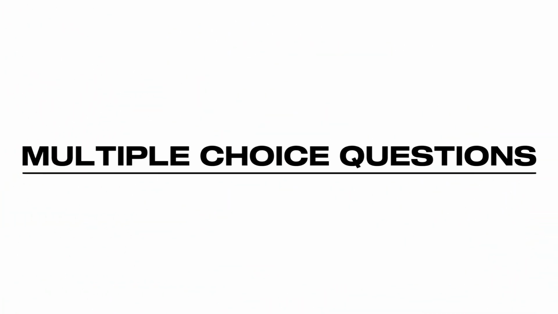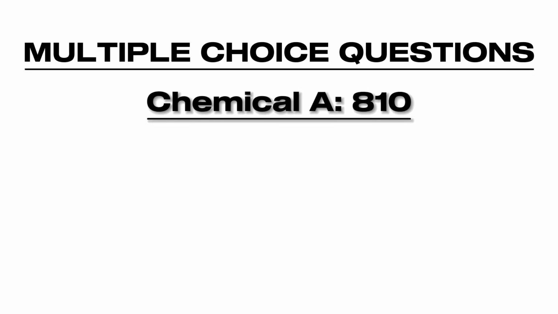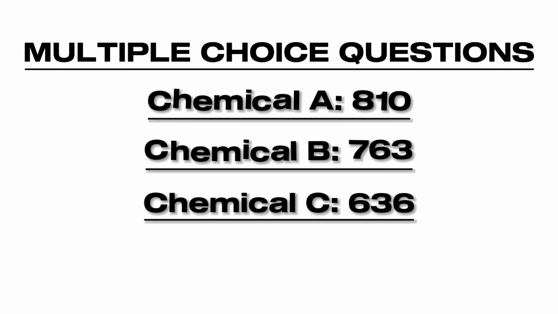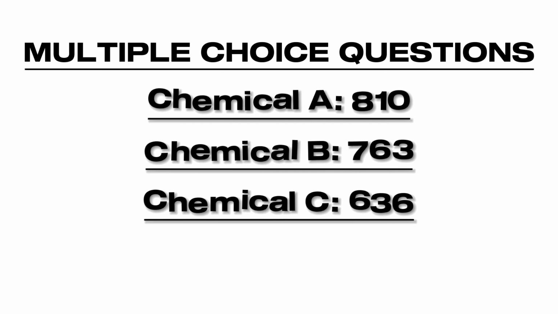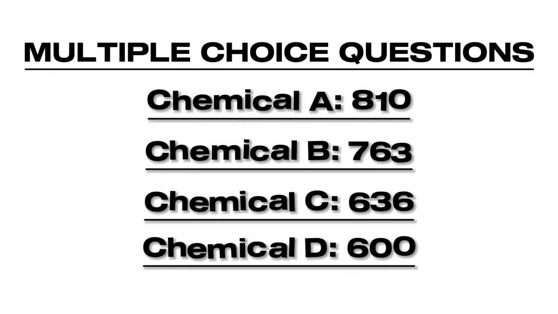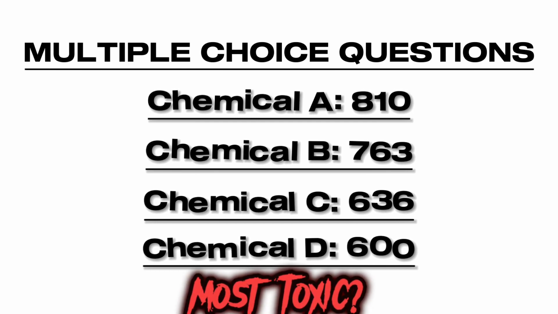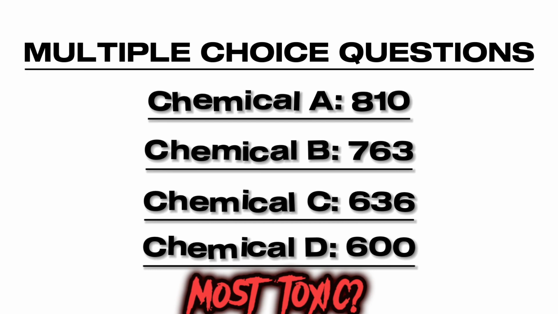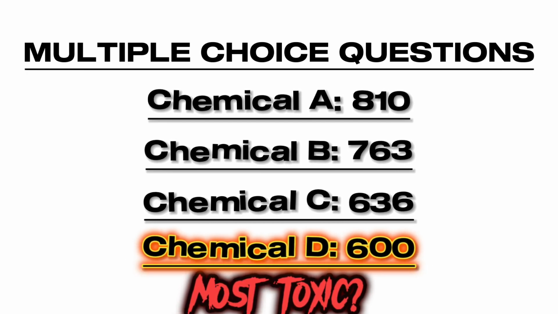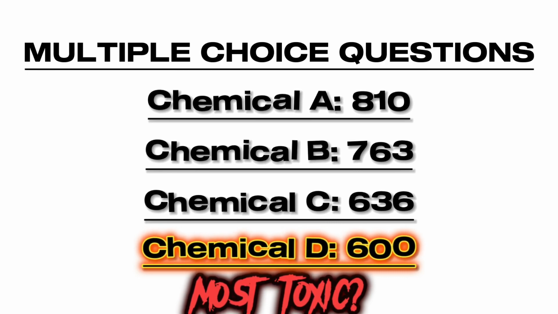Now let's practice some multiple choice questions. Chemical A has a lethal dose of 810 milligrams per kilograms. Chemical B has a lethal dose of 763 milligrams per kilograms. Chemical C has a lethal dose of 636 milligrams per kilograms. Chemical D has a lethal dose of 600 milligrams per kilograms. Which chemical is the most toxic based on its lethal dose? If you said chemical D, you'd be correct. This is because chemical D can kill you with a smaller amount of dosage than the other chemicals.